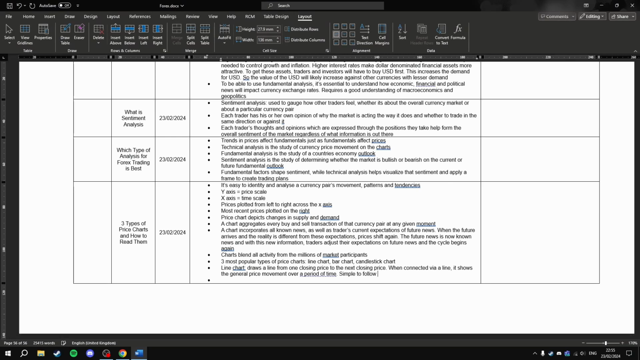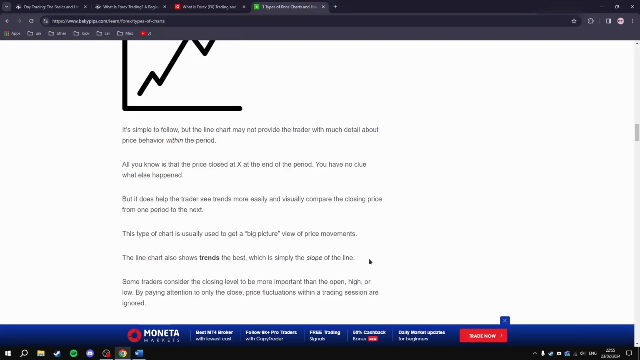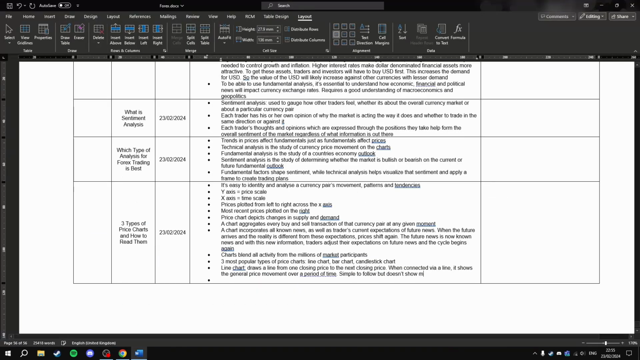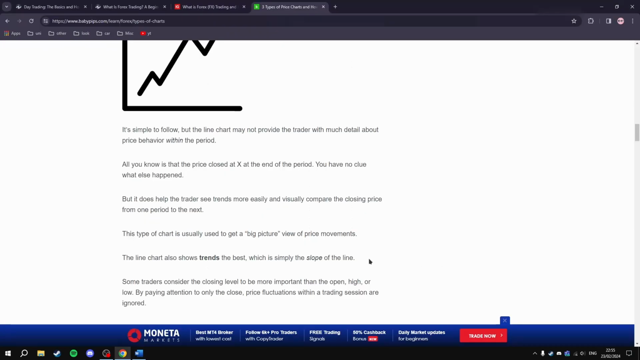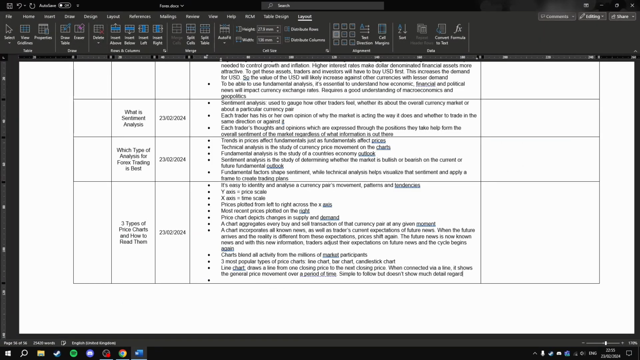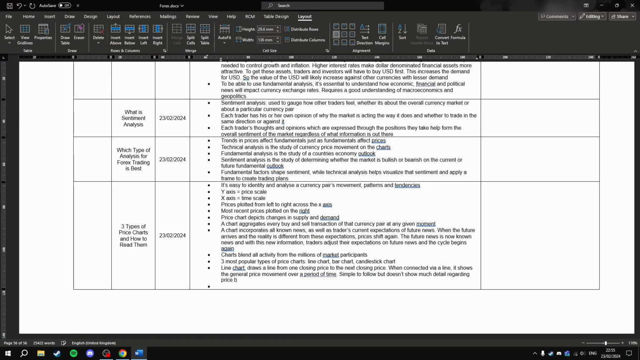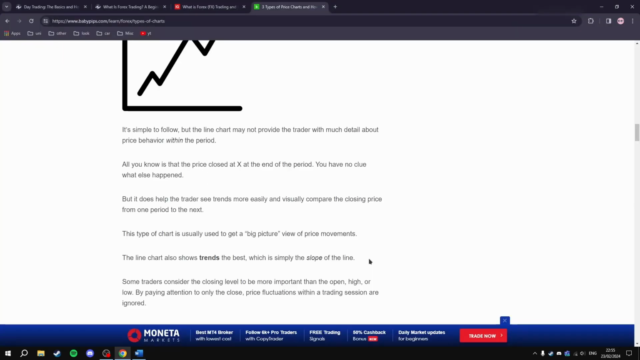Simple to follow, but doesn't show much detail regarding price behavior within the period. All you know is that the price closed at X at the end of the period. You have no clue what else happens.